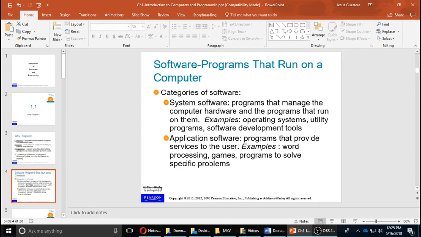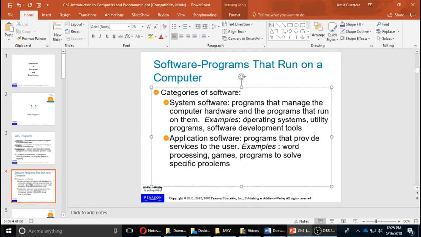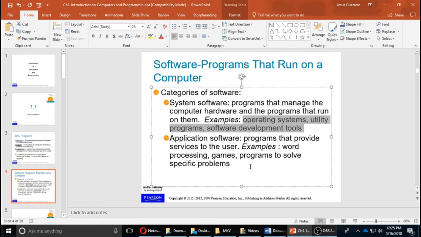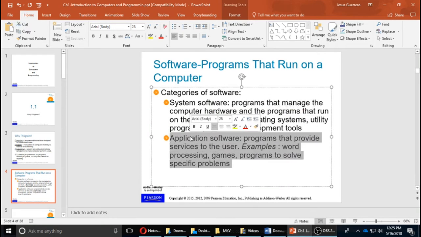There are two types of programs that software is available in, and they are system software, like operating systems and other tools that are used for getting your computer to work, just the basics. And then there's application software, and we're talking things like Word, games, and programs to solve specific problems.